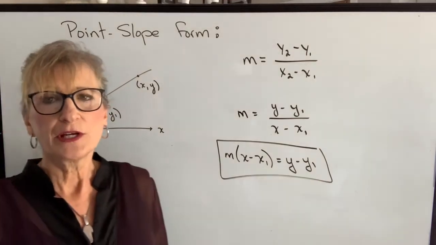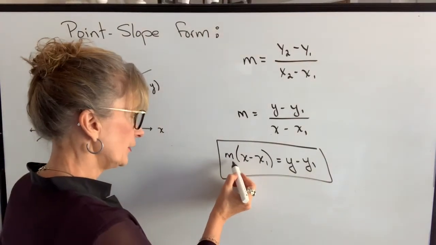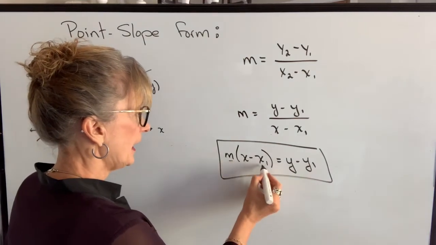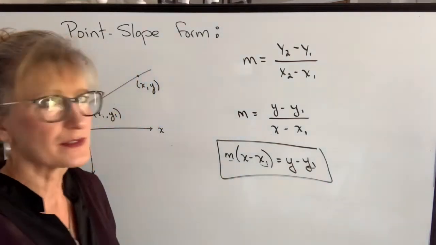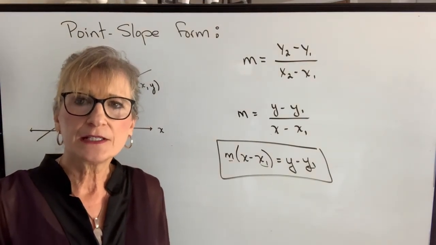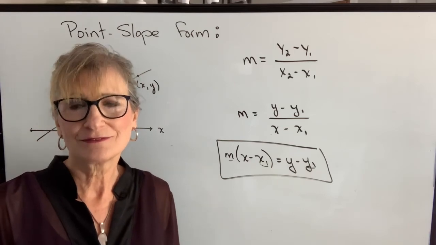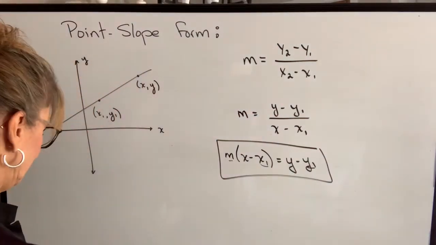That's called point slope form of a straight line or a linear function. Here's the slope, and the x1, y1 represent the coordinates of a particular point. So this allows us to find the equation of a line if we know a point and if we know the slope of the line.